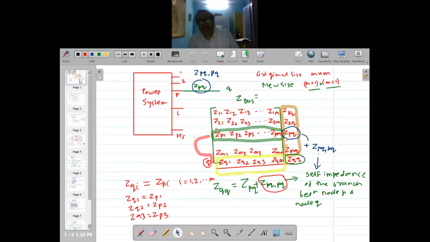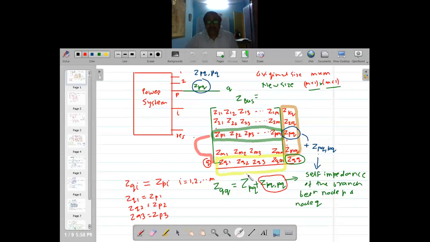When we have to add a branch, basically we are adding a node q here, and this node q is added to the existing set of nodes of 1 to m. Okay. So original Z bus is this much. Since a new node is added, we will have one additional row and one additional column.